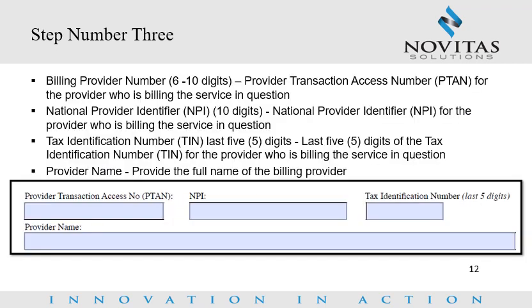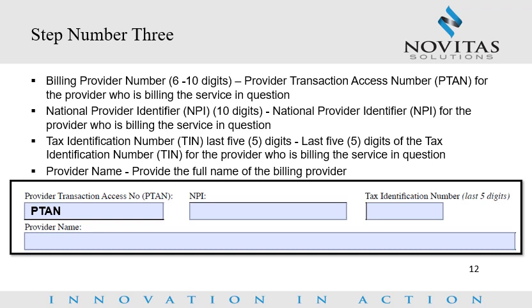Step number 3. Step number 3 has the provider privacy authentication, so please complete this section in its entirety. These fields include the provider transaction access number, or PTAN, a 6 to 10-digit number assigned to the provider who is billing the service in question. We will type in PTAN to show as an example.